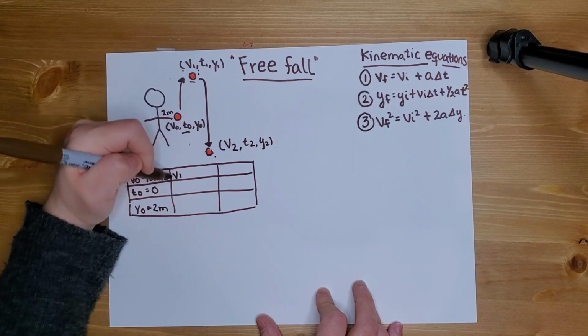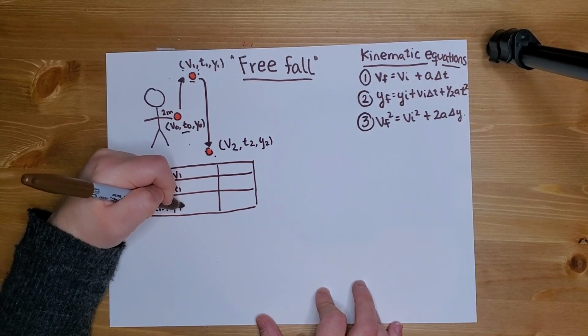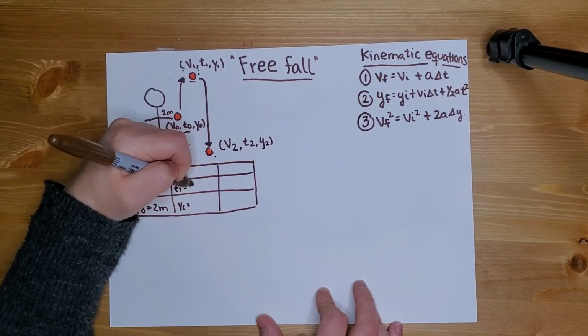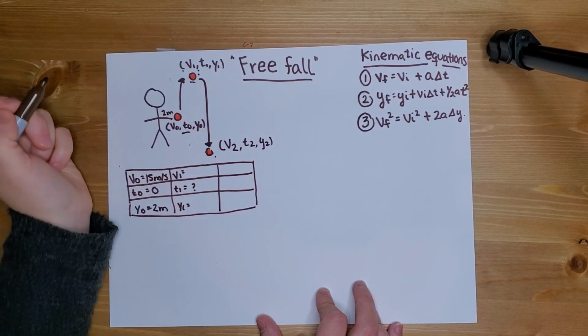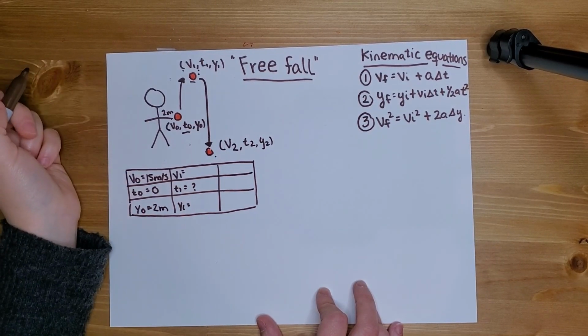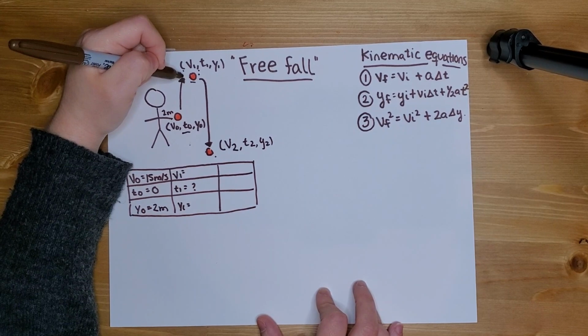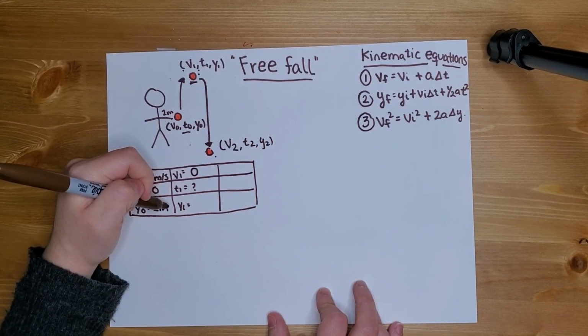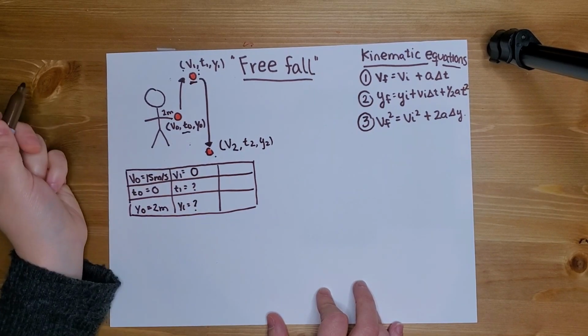Then we have our V1, T1, and Y1, which is the step up here. This is what we're looking for, the same as our T2, so we can add them. My V1 we know is 0, because that's when the ball stops, so my velocity up here is 0. My Y1, we don't know that yet.